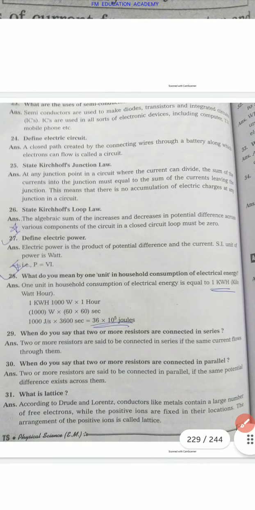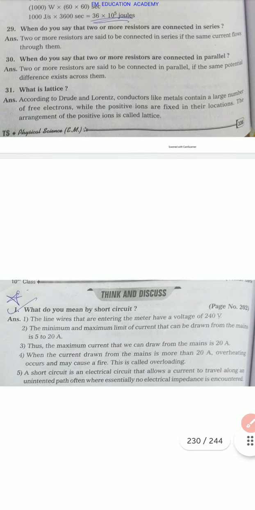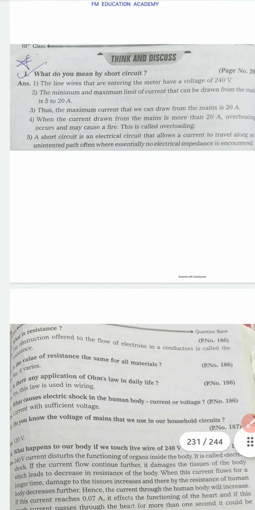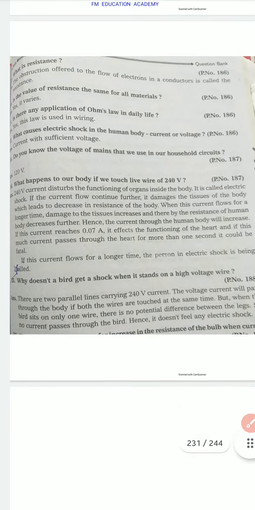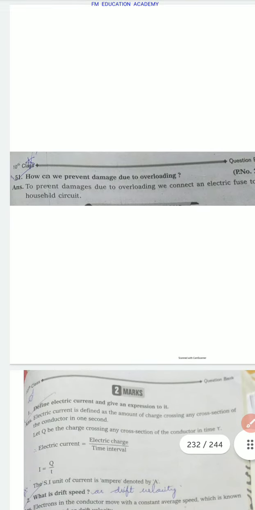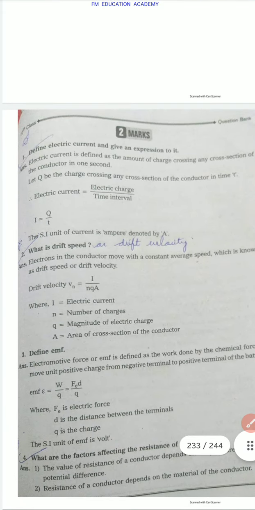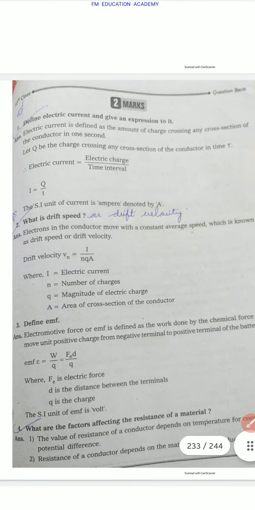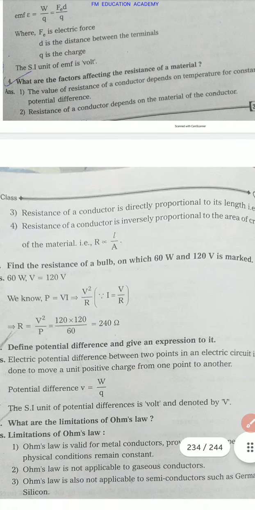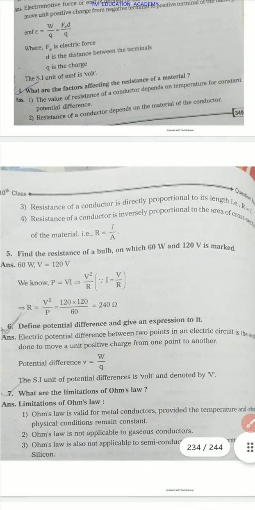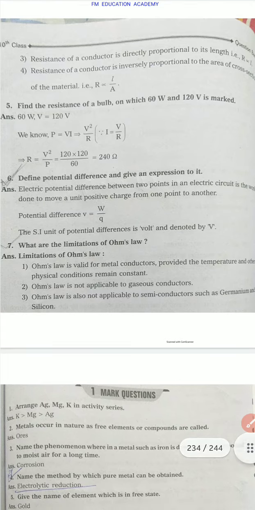Kirchhoff's laws, electric power, and what is 1 kilowatt hour equal to? 3.6 into 10 power 6 joules. What do you mean by short circuit? Then why doesn't a bird get shocked when it stands on a high voltage wire? How can you prevent damage due to overloading? Define electric current and give an expression for it. What is drift speed? What are the factors affecting resistance of a material? Define potential difference and give an expression for it. What are the limitations of Ohm's law?